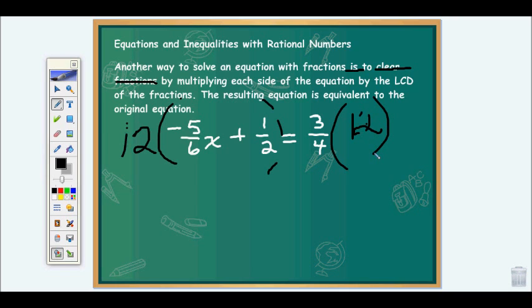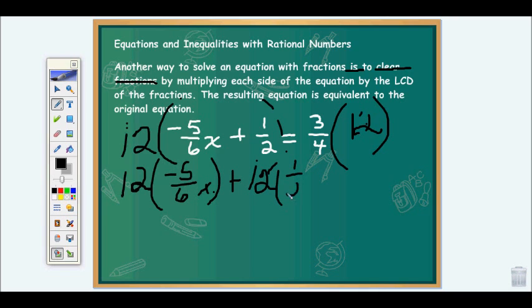So now I need to do some reducing. The first term, and I like to rewrite these so that when I'm reducing, I'm not crossing out a number that I need to use again with the distributive property. So I'm going to write 12 times negative 5/6x plus 12 times 1/2 equals 3/4 times 12.